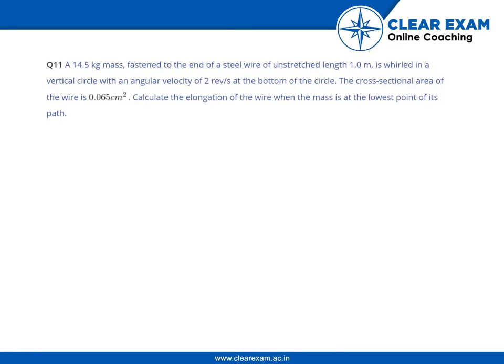Welcome back. So the question here is a 14.5 kg mass fastened to the end of a steel wire of unstretched length 1 meter is whirled in a vertical circle with an angular velocity of 2 revolutions per second at the bottom of the circle. The cross-sectional area of the wire is 0.065 centimeter square. Calculate the elongation of the wire when the mass is at the lowest point of its path.